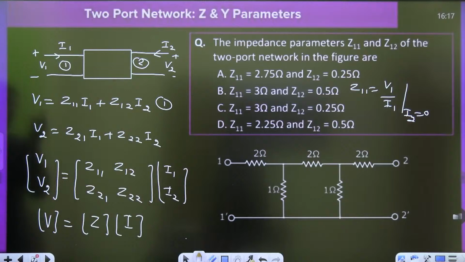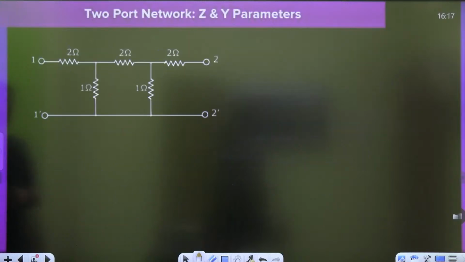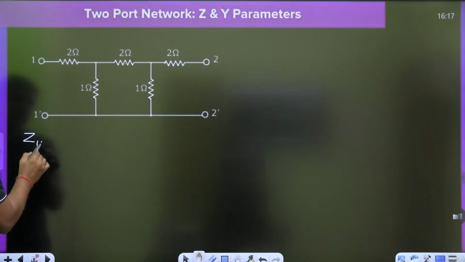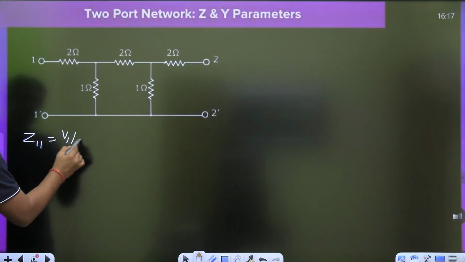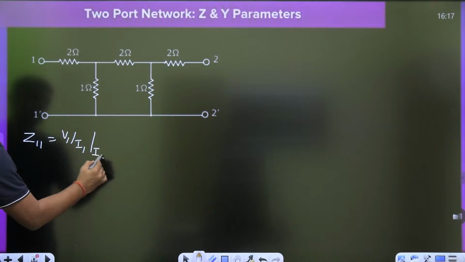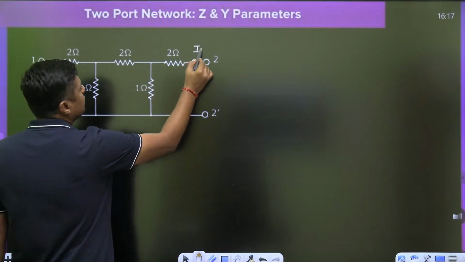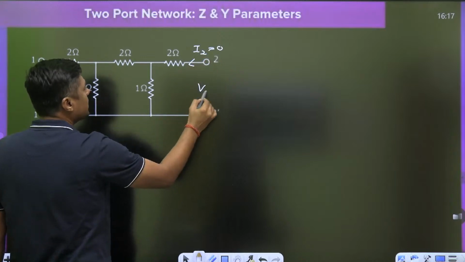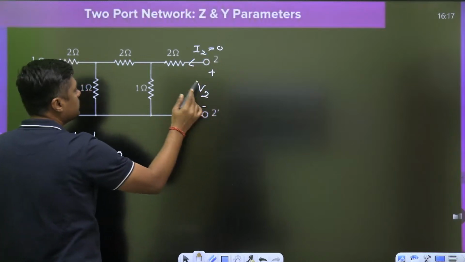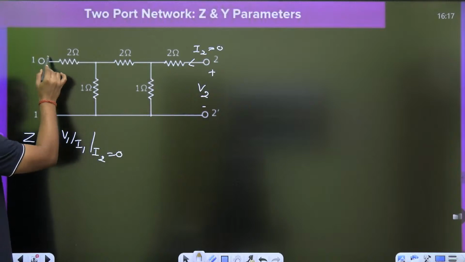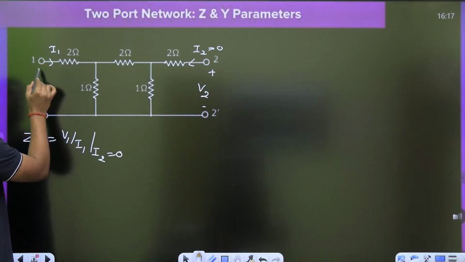Now see how to find it. Tell me which option is correct, I will explain using many different methods. So what is the Z11? First of all, V1 by I1 with I2 equal to 0 means what is the current here? That is 0. V2 is present, but I2 is 0, and this is the I1 and this is the V1.